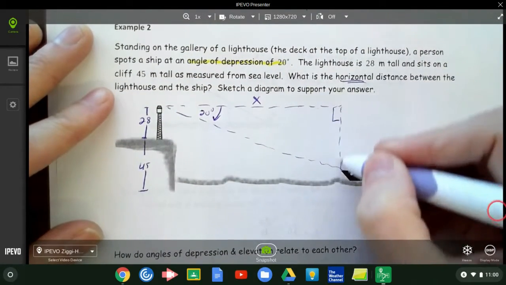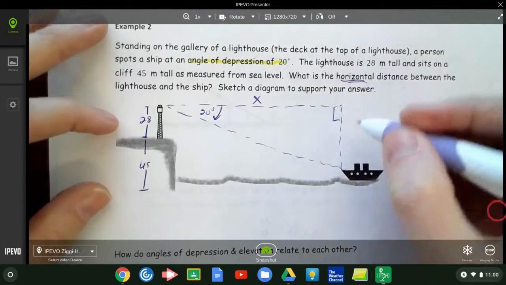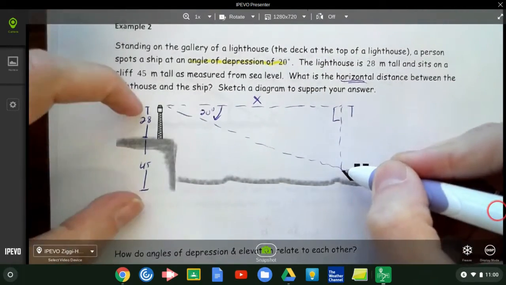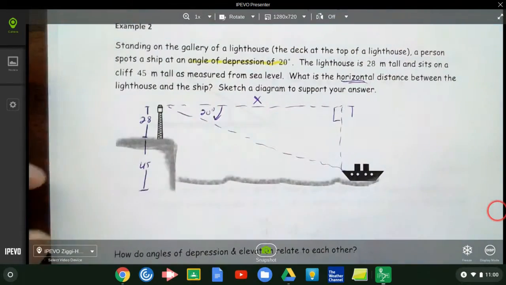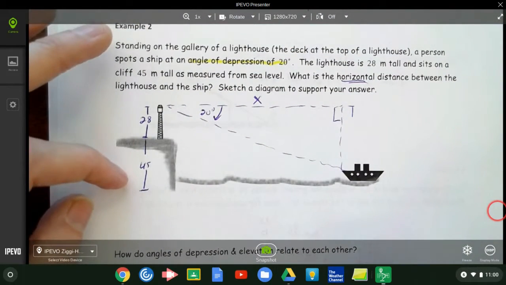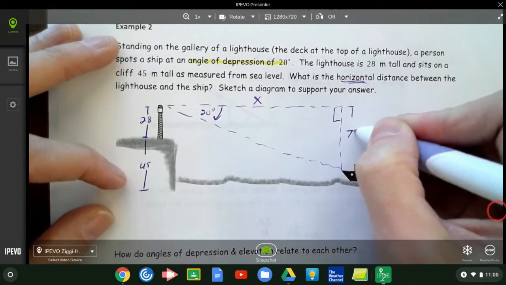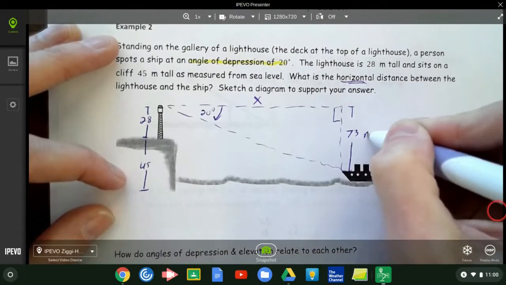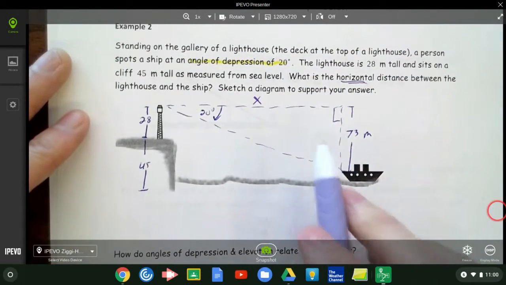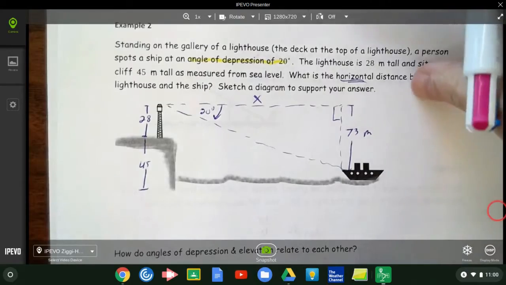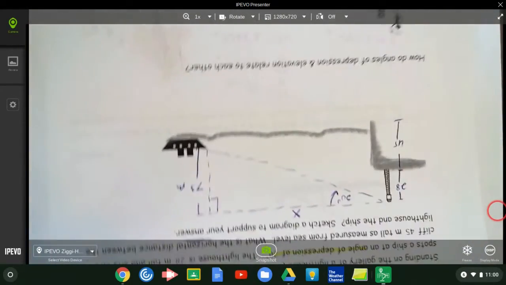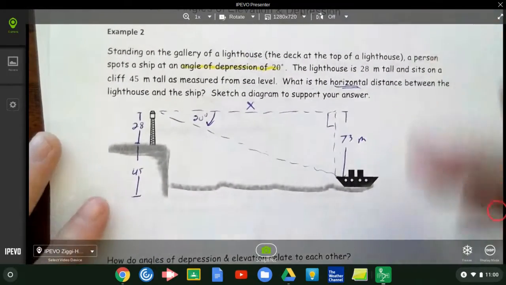This distance from the, we'll call that all the way down to the water, is going to be the sum of this. I can slide that over here. So the 28 and the 45 add together to make 73 meters. And now I've got my triangle. Some people don't like it drawn that way. Maybe they like the triangle to sit this way. So if you want to spin it around, that's fine. But I'm going to go ahead and keep my picture normal.